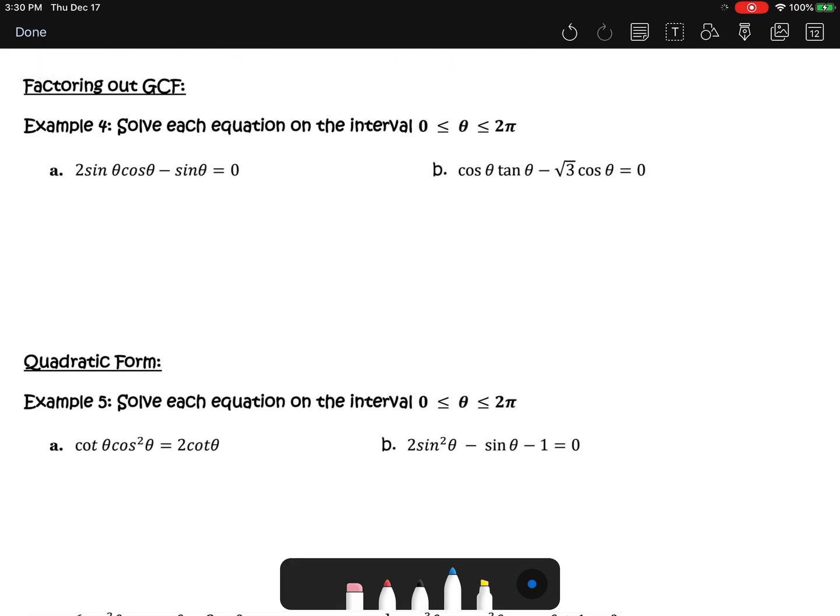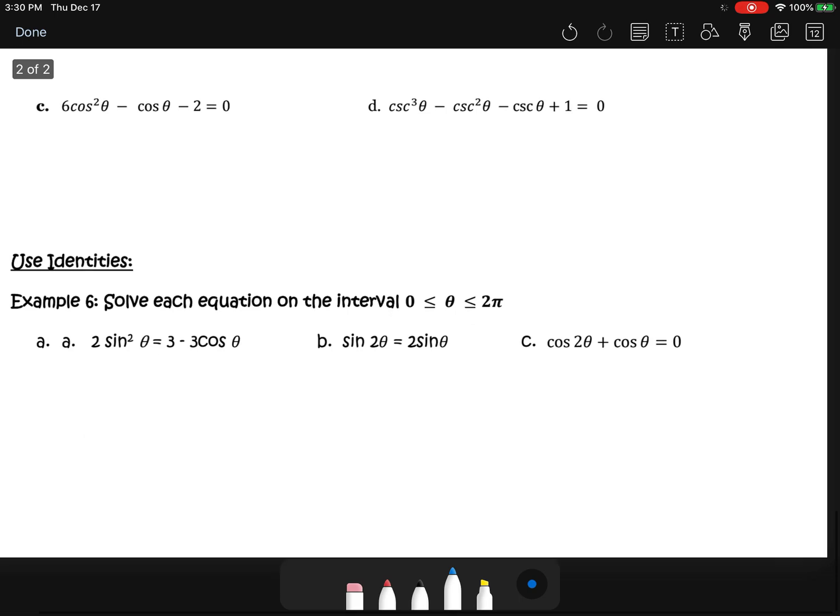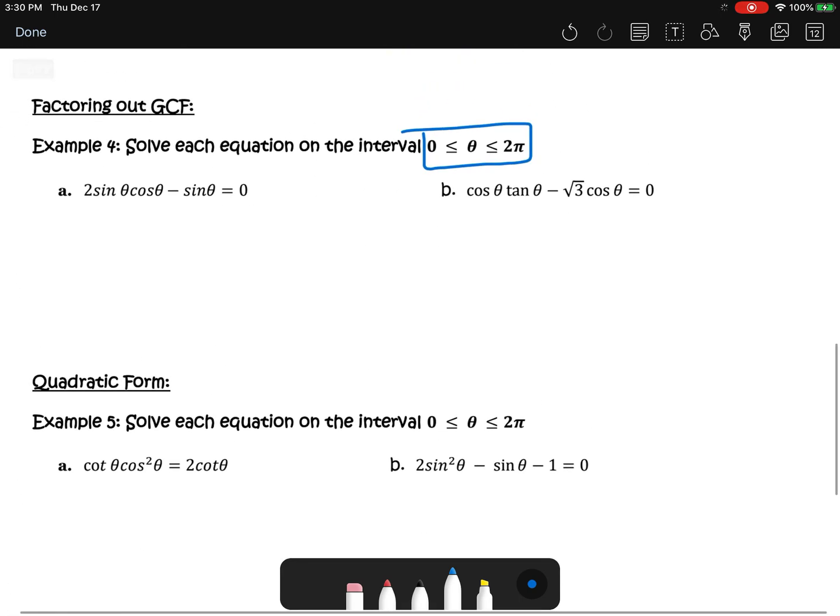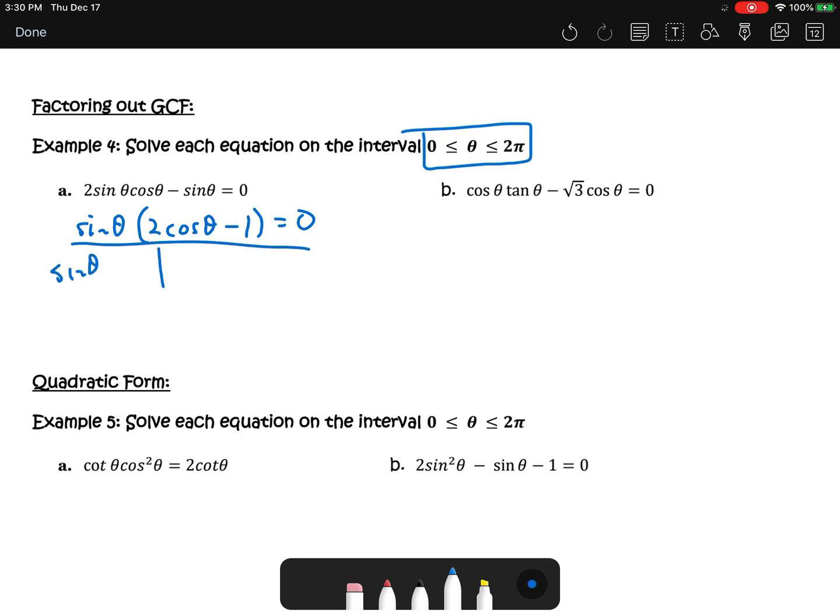Okay, factoring out the GCF. Oh, so we're going to get quadratics too here possibly coming up. Oh, quadratic forms, identities. Look at all this stuff. Okay, so looking at letter A, what can you factor out? A sine. So what are you left with? 2 cosine theta minus 1 if I take out a sine. So now I have 2 answers or more. I let the sine of theta equal 0, and I let 2 cosine theta minus 1 equal 0.